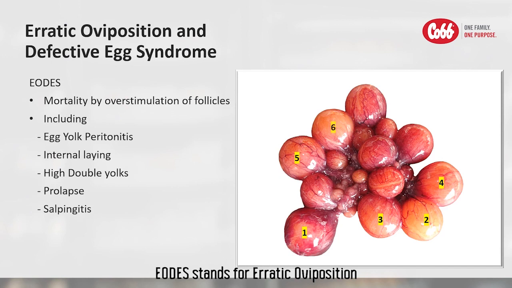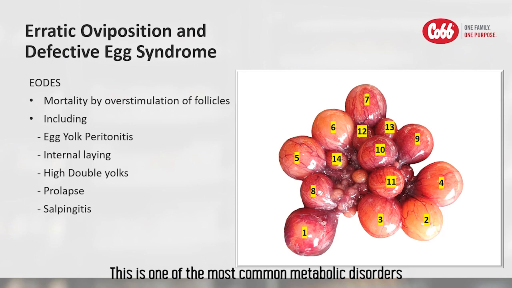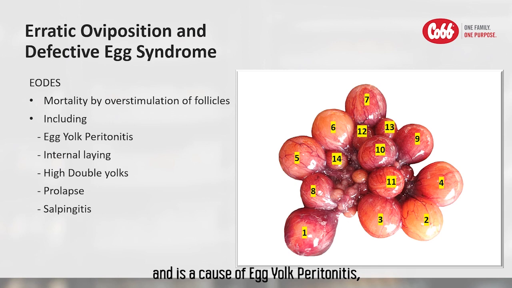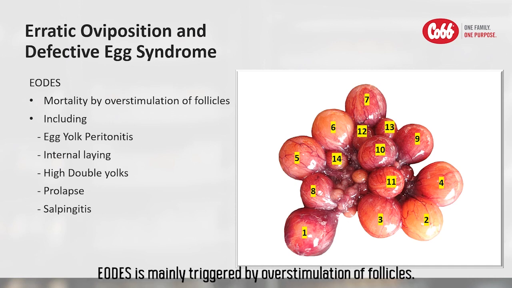EODES stands for erratic oviposition and defective egg syndrome. This is one of the most common metabolic disorders in broiler breeder hens, which is a cause of egg yolk peritonitis, internal laying, high double yolks, prolapse, and symphysitis. EODES is mainly triggered by overstimulation of follicles.